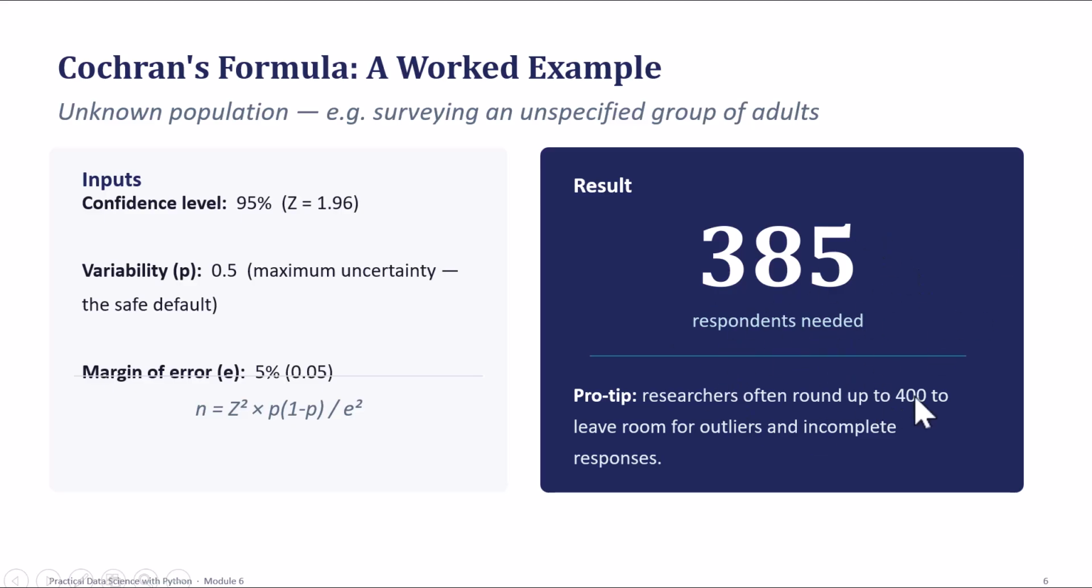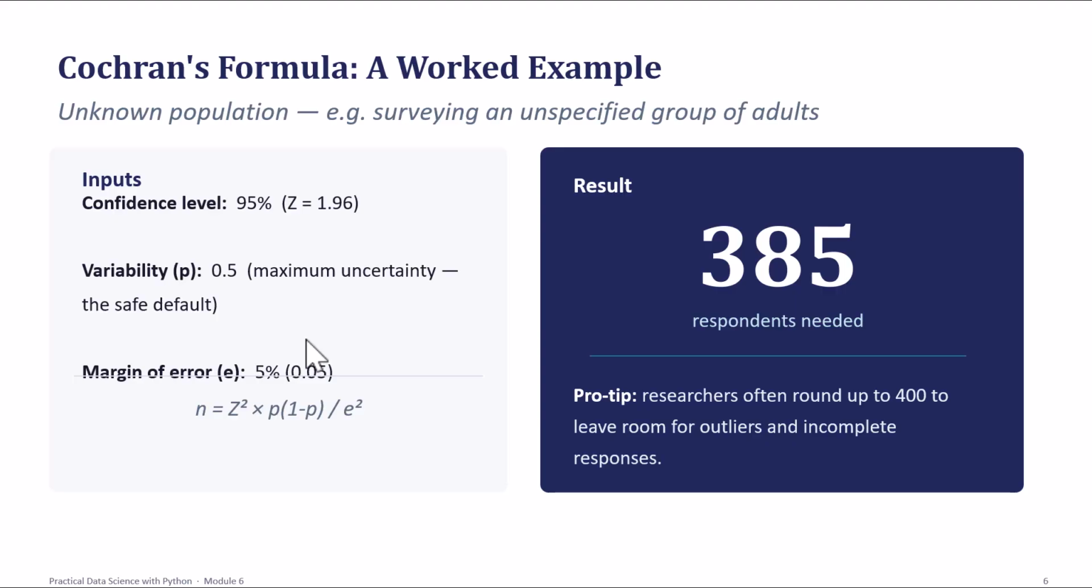Okay, so this can be rounded up to 400 to leave room for outliers and incomplete responses. So this is very simple. For a student who is doing research, you can certainly use this particular method to get your values immediately. Because you don't know the population, but you want to do research in that area, you need to know how many samples you want. It will help you get that very fast. Okay, that is that for that.